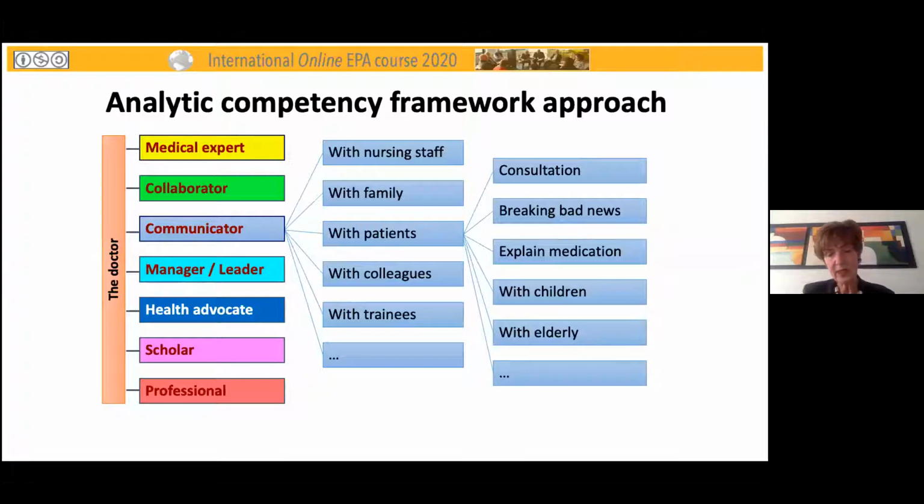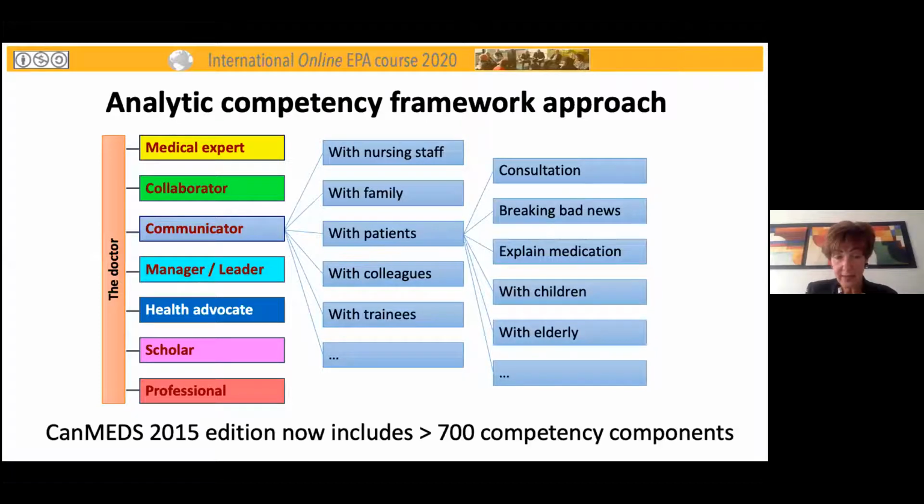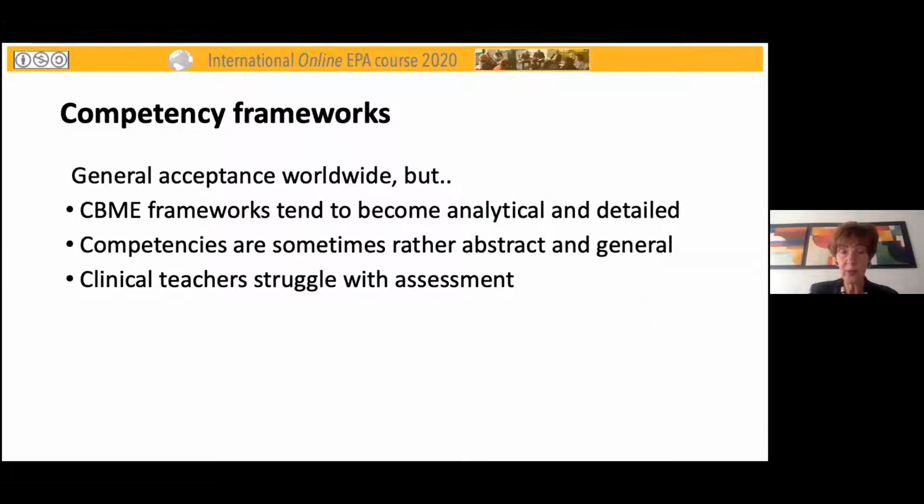And so what happens with the CanMEDS competencies is that all the competencies were broken down into subcompetencies. And in the end, and that's really true, we found ourselves with over 700 subcompetencies. And of course, we don't want to end up with huge checklists to be checked before we can say that a student or a resident meets the standard of what he has to reach to become a doctor or a specialist. So we got ourselves in big trouble by subdividing all the competencies into sub-competencies. So the framework was generally accepted, but it became too analytical and detailed.